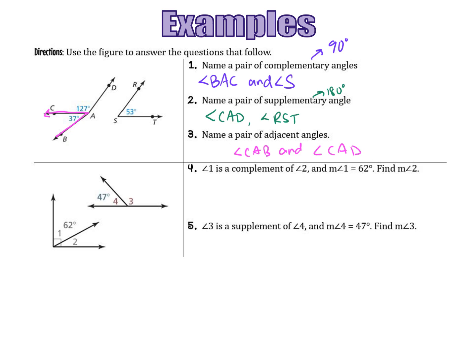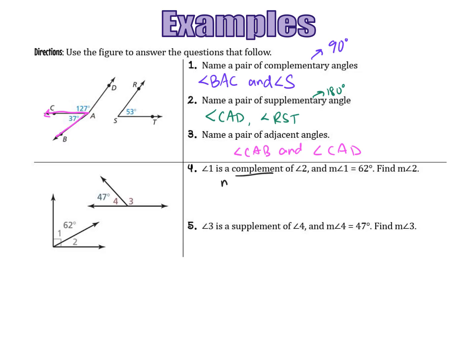All right, for our next example, we're going to be looking at the diagrams over here. We're going to be given information about angles 1 and 2 and 3 and 4, and then we're going to use the diagram to answer the questions. So if angle 1 is a complement of angle 2, and we're given the measure of angle 1, we're going to find angle 2. Well, let's start by just writing out what it means to be a complement.